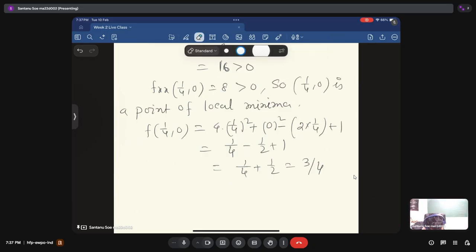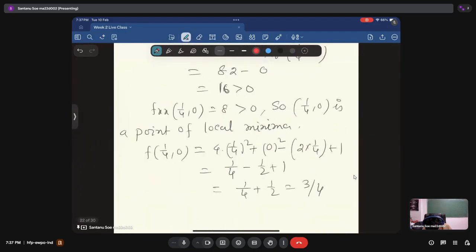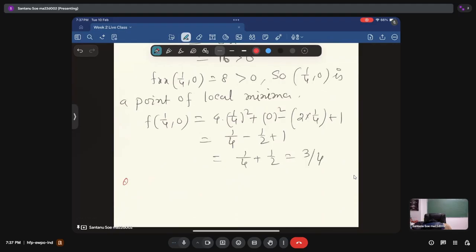Okay. So now we're going to go to the next question, which will be question number 11. So let f(x, y) equal x square plus x y square plus y to the power 4.